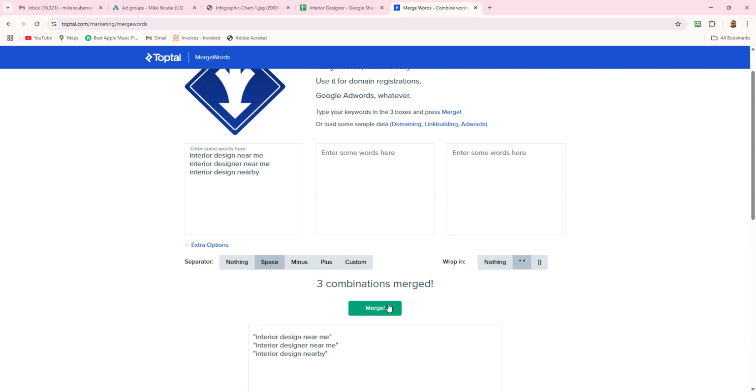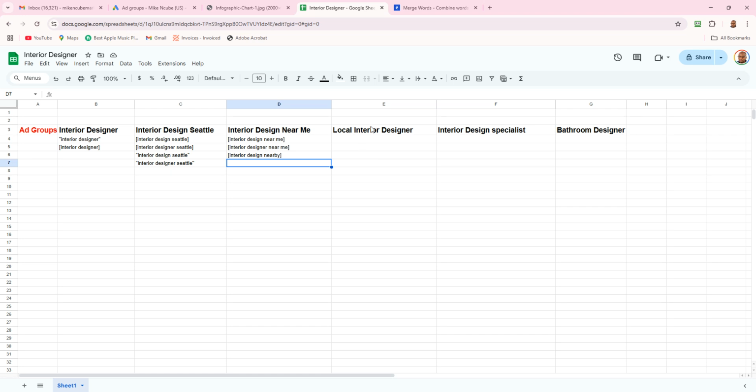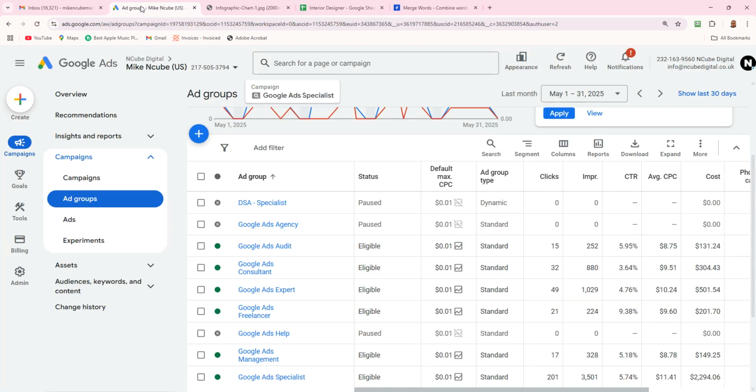And you can also do that for phrase and then copy them and put them in your spreadsheet and so forth. So once you've done all of that, your main keywords are all in the ad groups, and you've created your ad groups. What you want to do now is come into Google. So you've got maybe 6 ad groups.